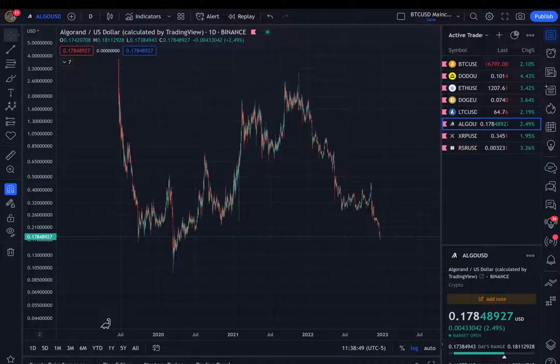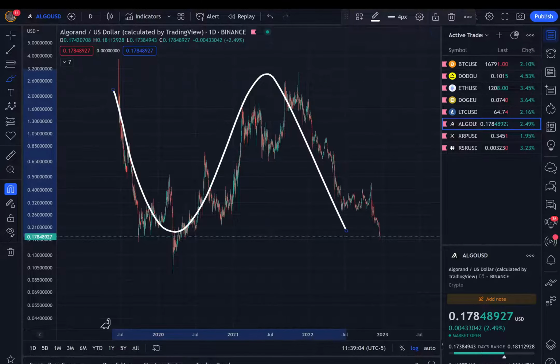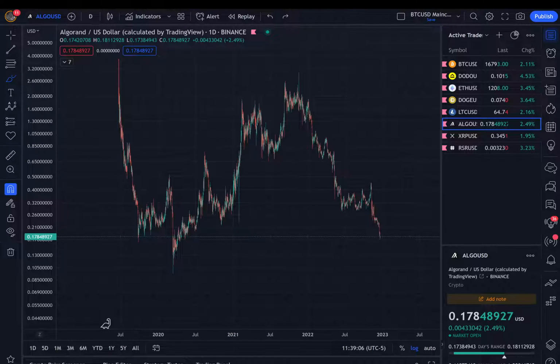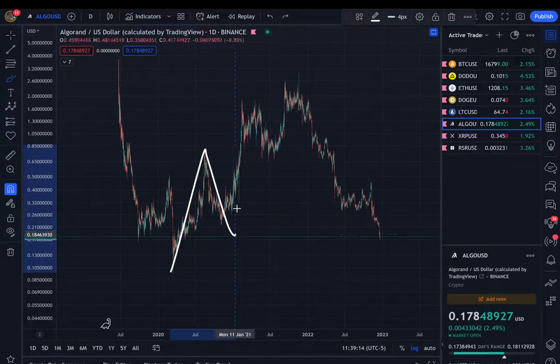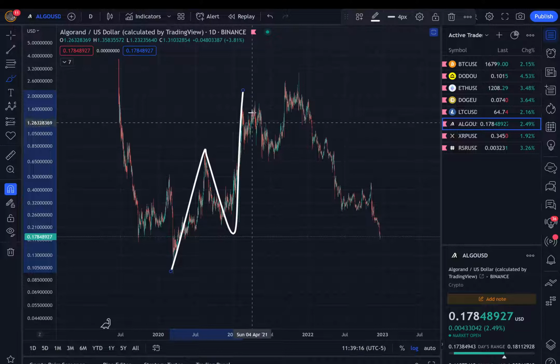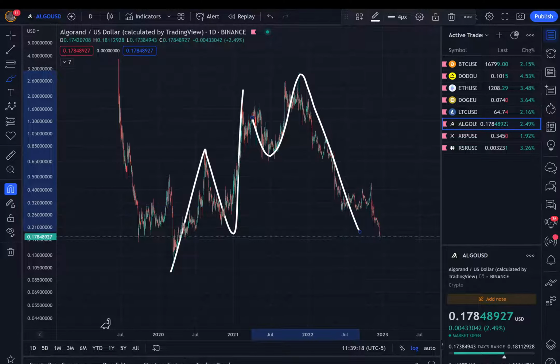Even though we use Bitcoin as a proxy for the cryptocurrency market at large, you have to be aware that different things are going on. What's going on with Algorand? Well, it's a massive flat correction on the high time frame. I'm not exactly sure of the context of this, but it looks as if here you have a three-wave move, and here you have a three-wave move.